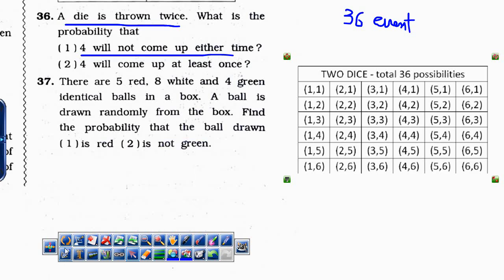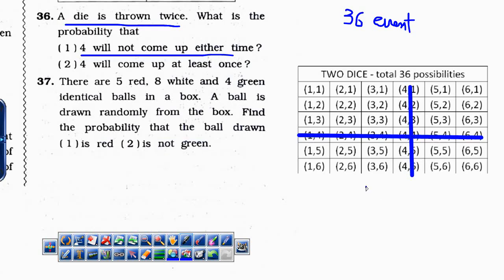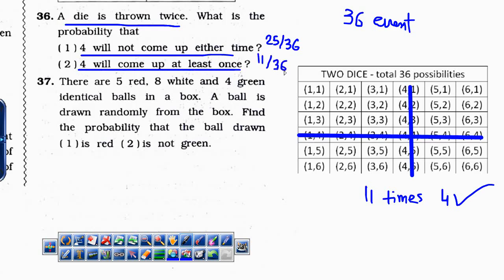So sometimes you have to search for how many times 4 comes. This row of 6 has a 4 and this column also has a 4, but double 4 is counted 2 times, so it's not 6 plus 6, it is a total of 11 times that 4 will come, and nowhere else is there a 4. So the probability that 4 will not come up is 36 minus 11, that is 25 times, and 4 will come up at least once is 11 times. Sum 5 is the same, with 4 used here. The answer and style remain the same.